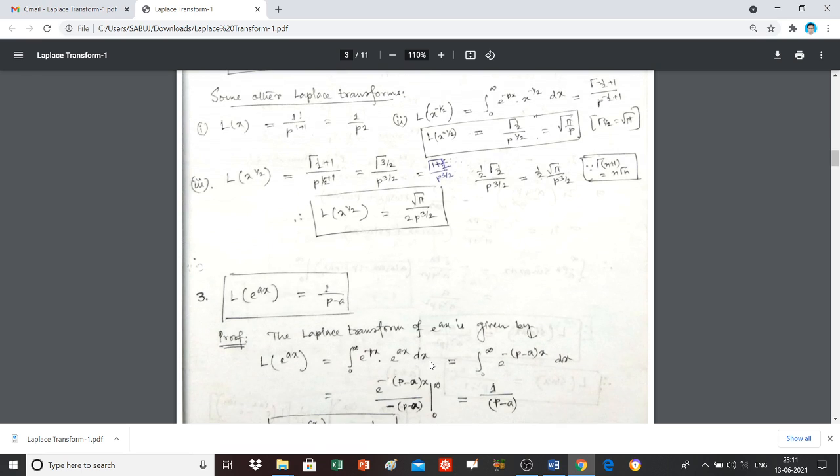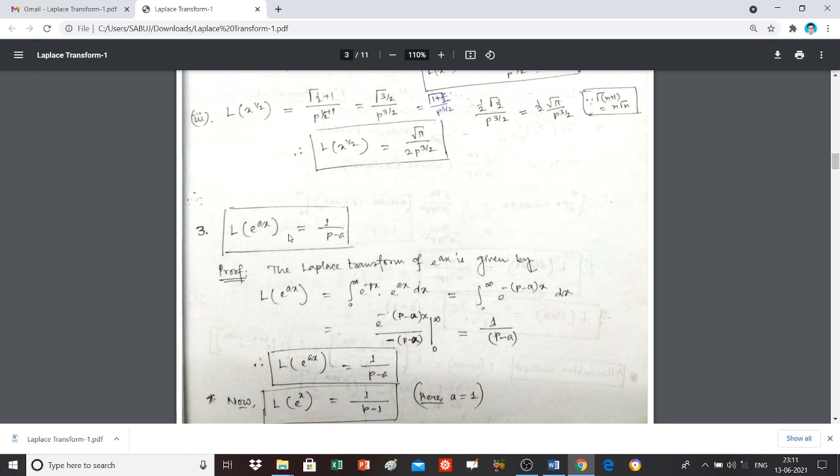After that, now we are here to compute the value of the Laplace transformation of e to the power ax, and it is equal to 1 by p minus a.